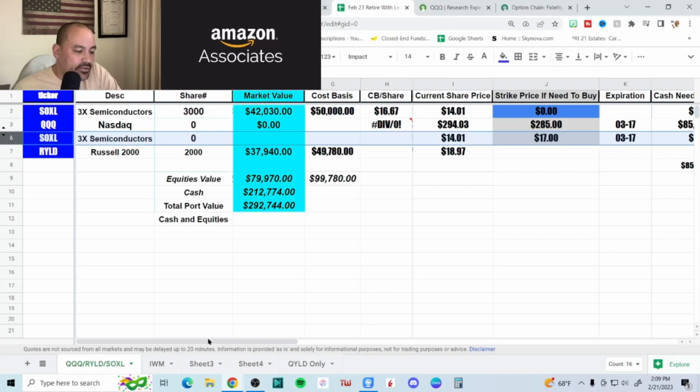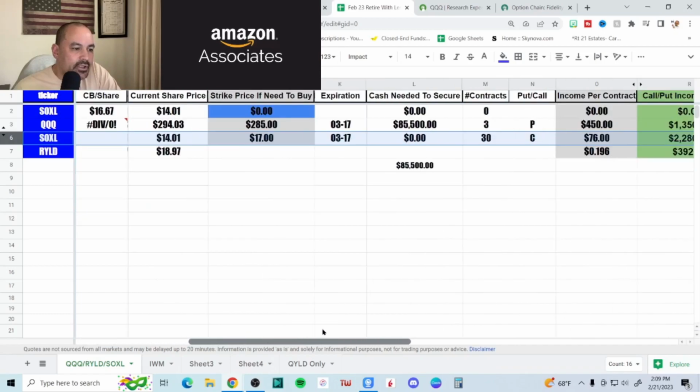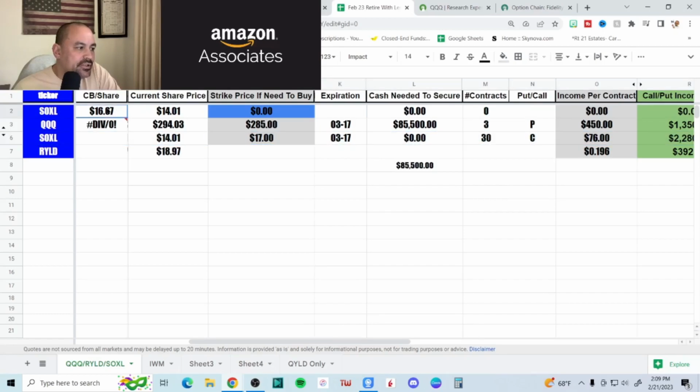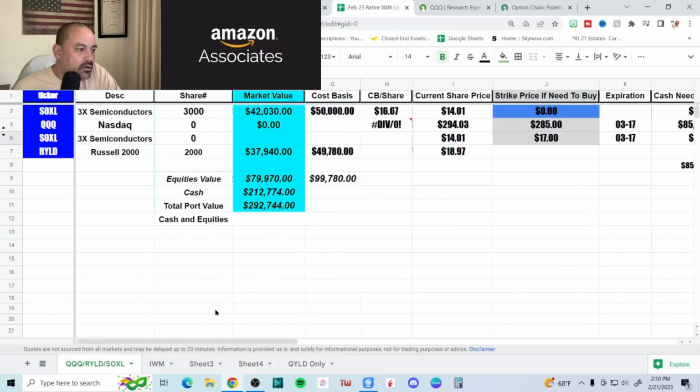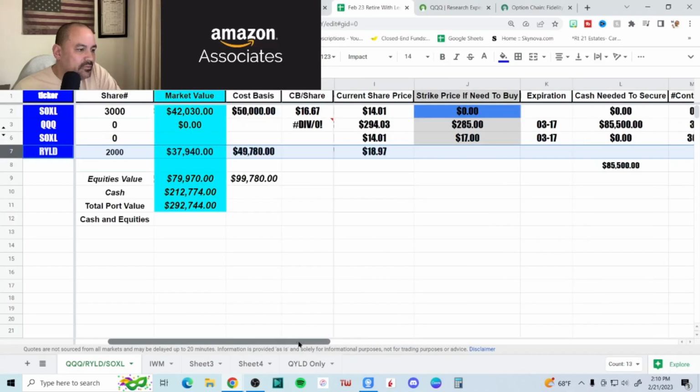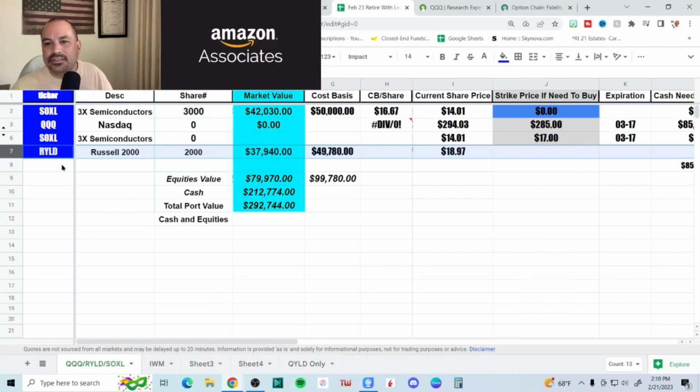Now, SOXL, we have 3,000 shares, so we can sell up to 30 contracts, and we did: 30 call contracts expiring March 17th at a strike price of $17, which is just above our cost basis. We were able to get $76 apiece for those, for a total of $2,280. And then RYLD, I still haven't moved out of it. Someone said swap this for JEPI.